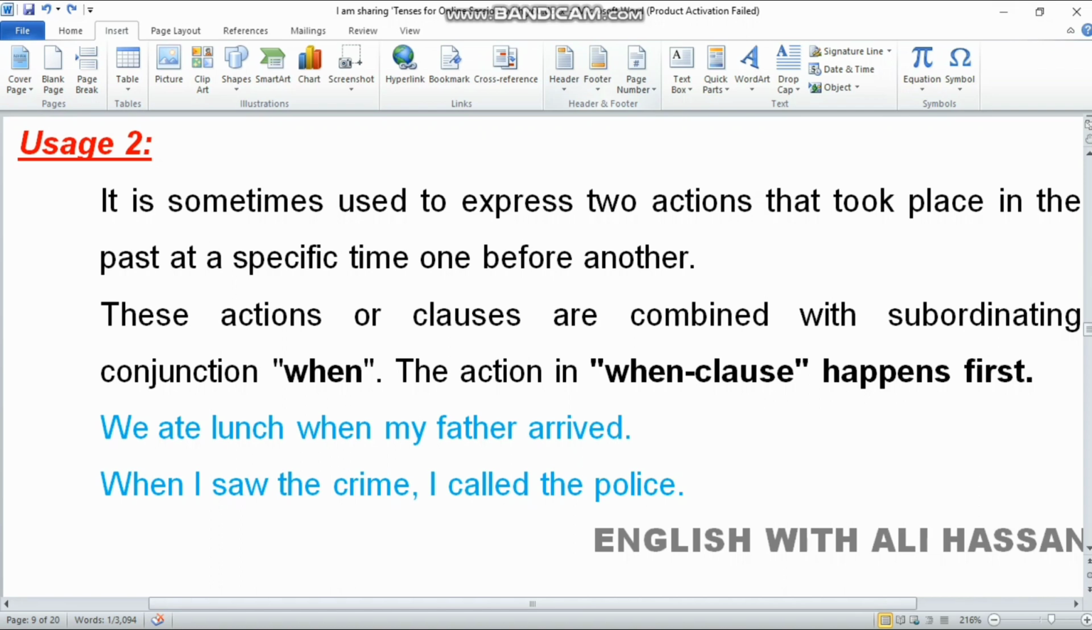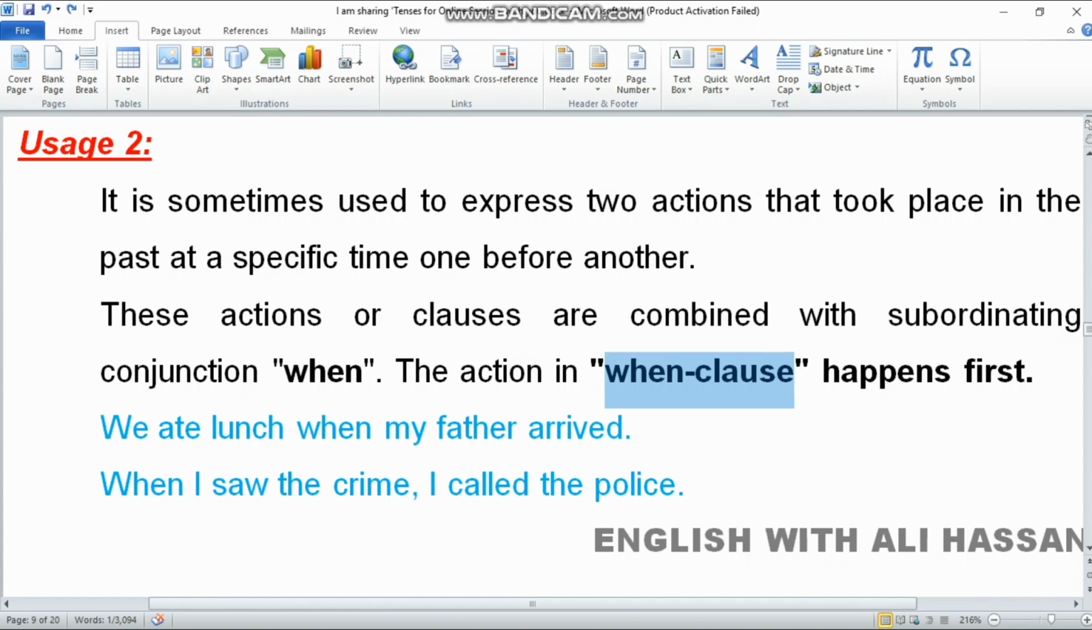It is sometimes used to express two actions that took place in the past at a specific time, one before another. These actions or clauses are combined with the subordinating conjunction when. The action in the when clause happens first. Keep in mind, when you come across a situation in the past with two actions, the clause of the sentence with when indicates the first action in the sentence.